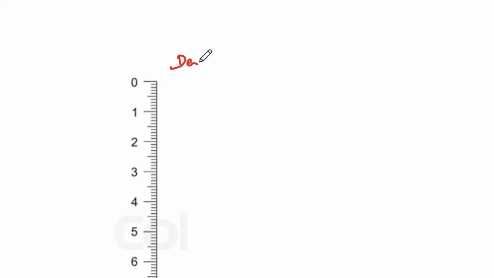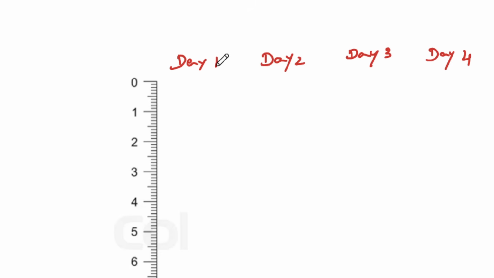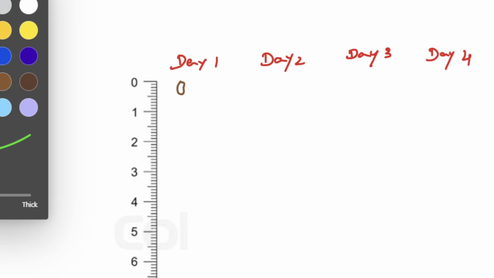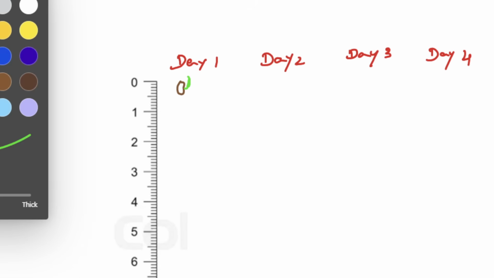So day 1, so day 2, day 3, and the last one is day 4. Okay, so first I'll take brown color. So the seed, the chana seed, is a very small and tiny one, and it is going to sprout a little one. It is sprouting out. So I'm going to mark it in blue color.